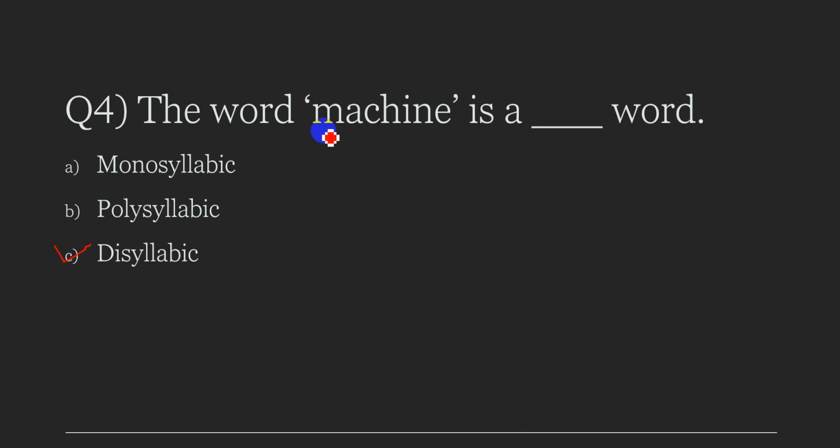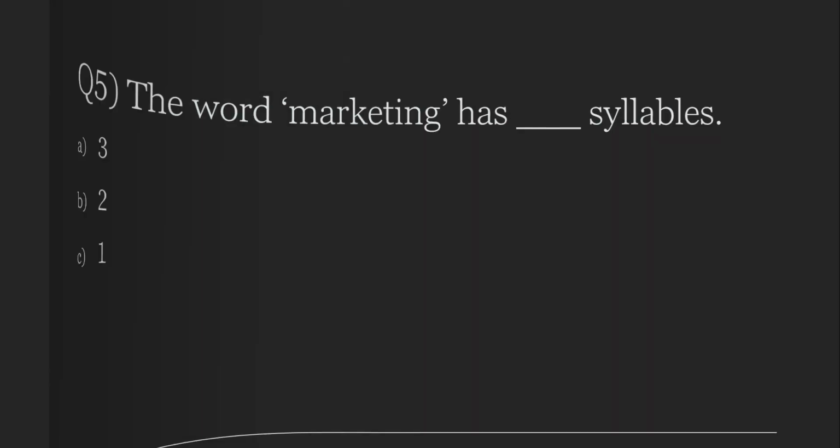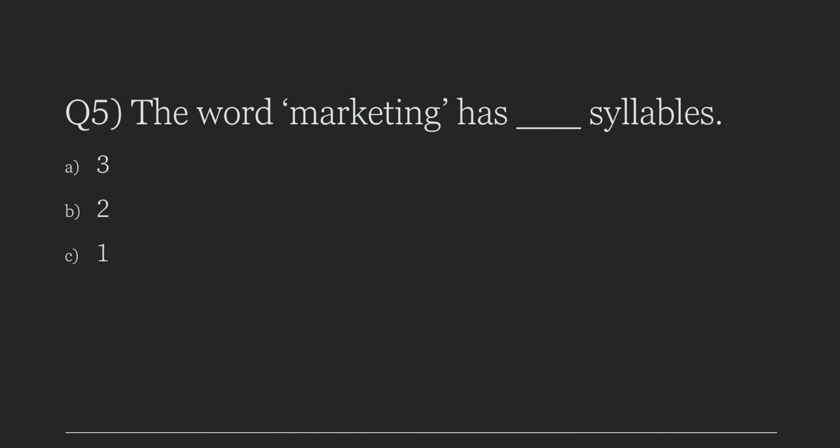Also, the 2 syllables in this word are ma, and the second syllable is sheen, machine. These are the 2 syllables in this word. Again, we have to tell the number of syllables in the word marketing. So let's use the technique we used in the previous question and pronounce the word marketing. Our chin is touching our hand 3 times. Therefore, the number of syllables is 3.